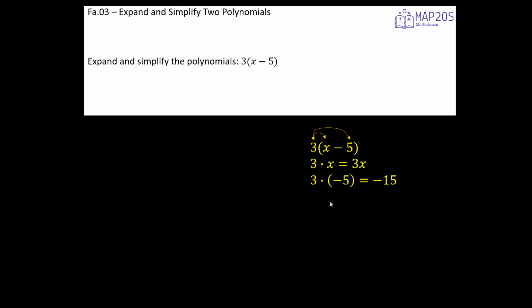Now we take a look at our two terms. We have a 3x right here, and we have a negative 15 right there. They are not like because of the x and the constant. So when we put them together, we are left with 3x minus 15. And that is the completion of this statement here.